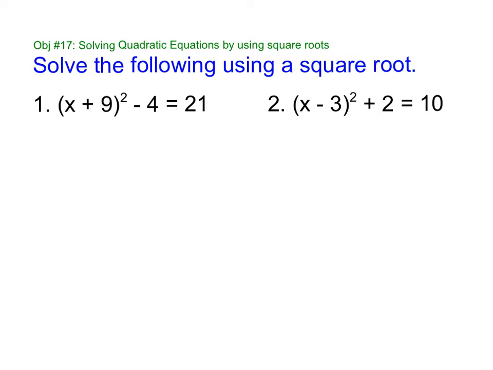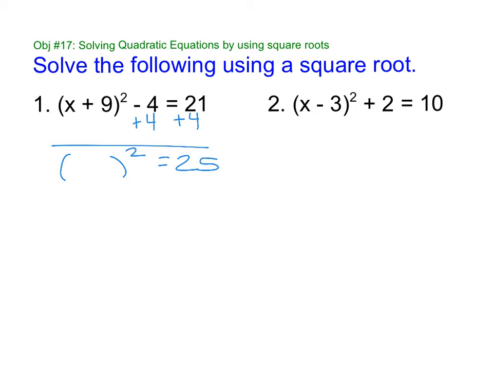Okay, so now let's practice these. These are solving with a square root. So remember, our first step, we want to get whatever is being squared by itself. So something squared needs to be alone. So to do that in this first one, what are we going to do? I'm going to add 4 to both sides. Now my parentheses squared equals 25.